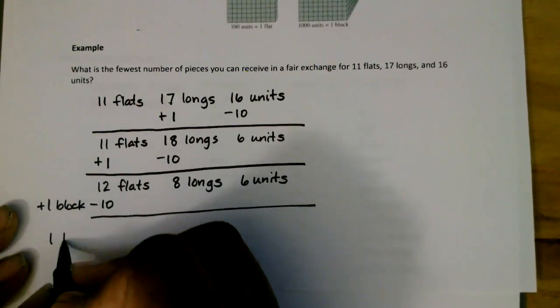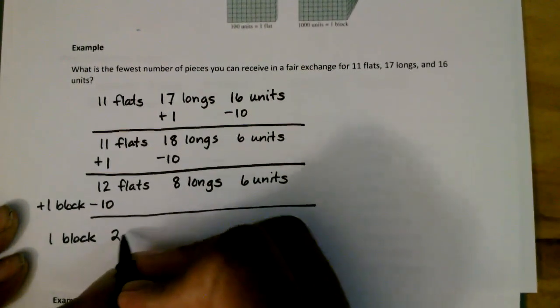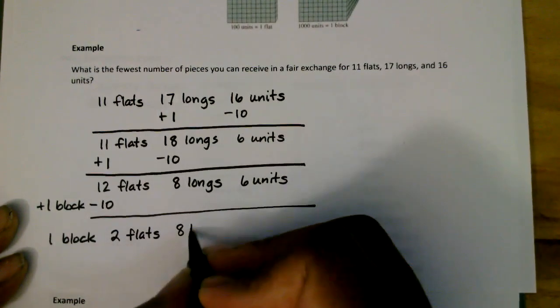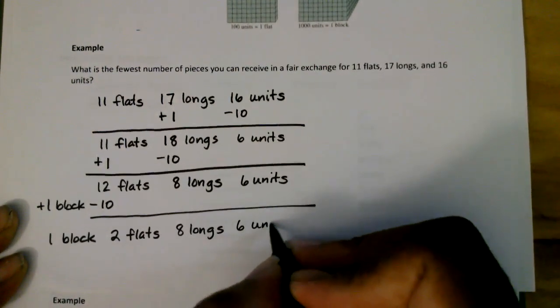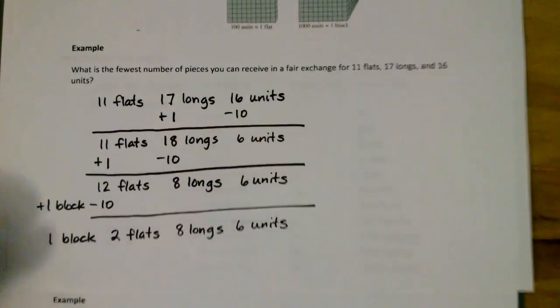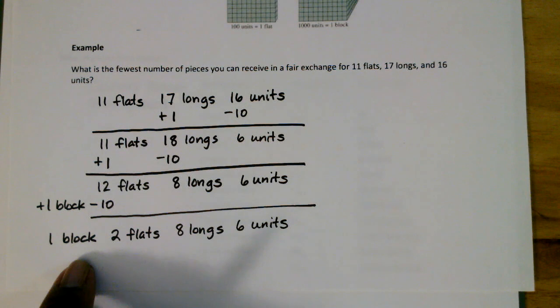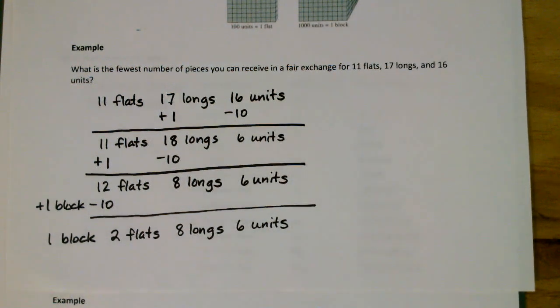So I'm going to have 1 block here. 12 minus 10 would be 2, so it'll be 2 flats. And then 8 longs, 6 units. So we'll end up with 1 block, 2 flats, 8 longs, 6 units.